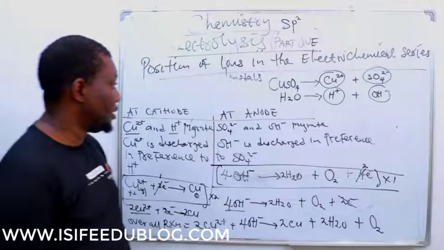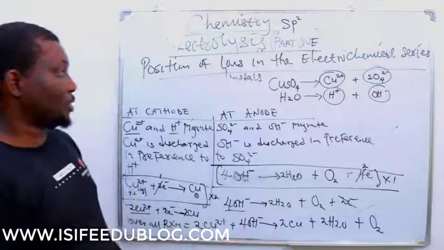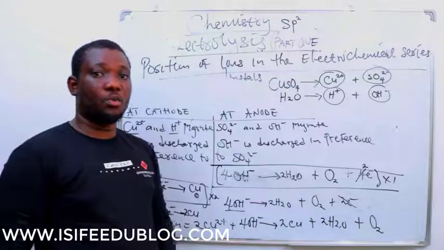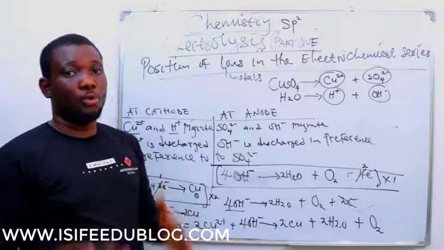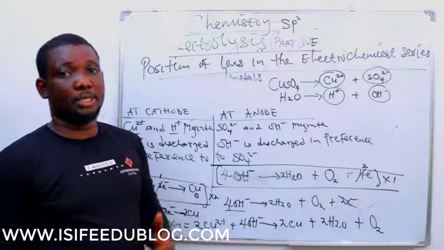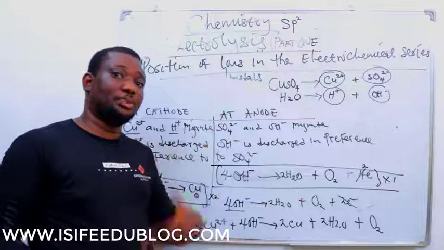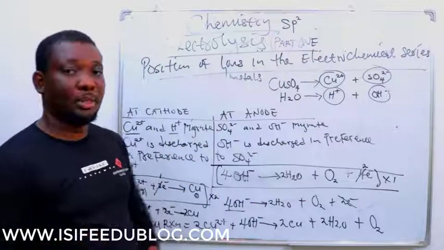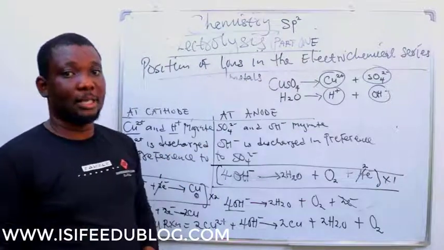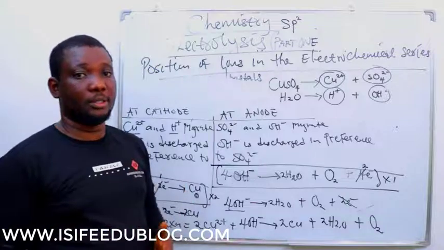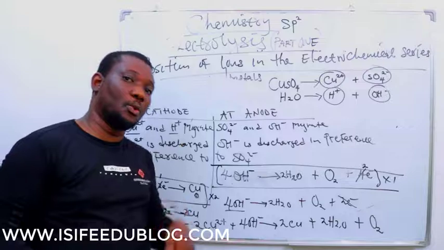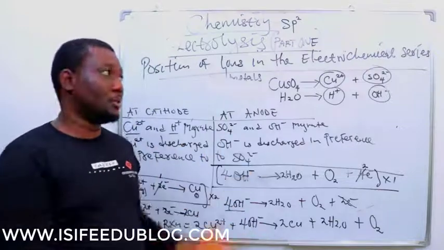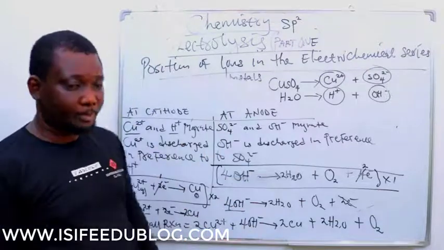So this is basically what happened in the electrolysis of copper(II) tetraoxosulphate(VI), judging by the position of the ions in the series. Ions that are lower in the series are discharged in preference to the ions that are higher in the series. The lower the cation, the greater the ease of discharge. So ions that are lower are discharged and not the ones that are higher.